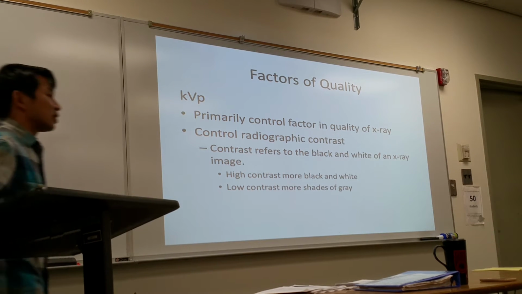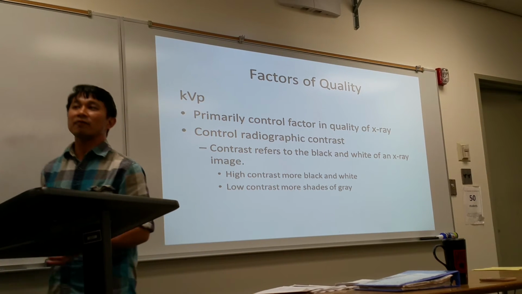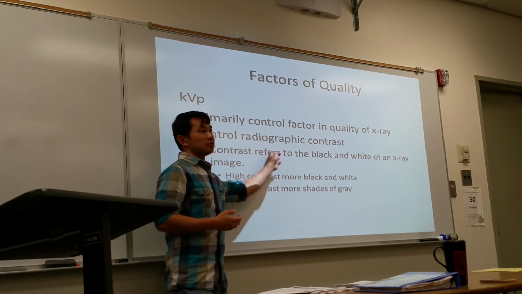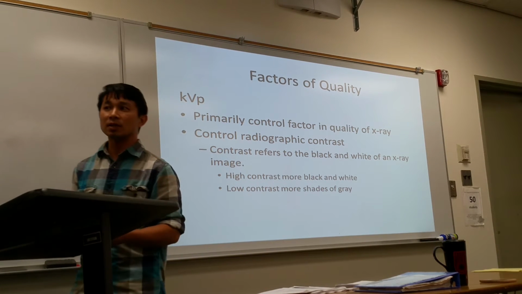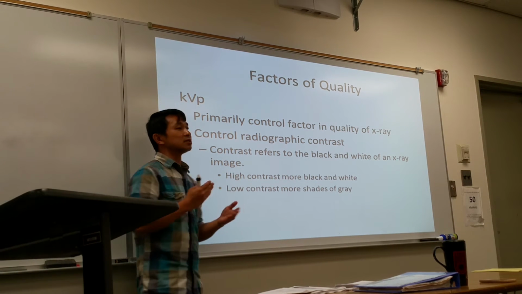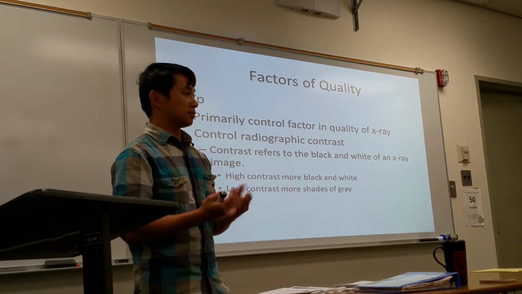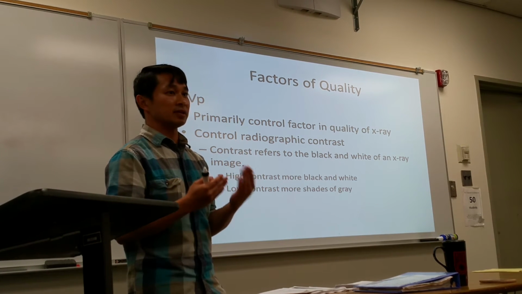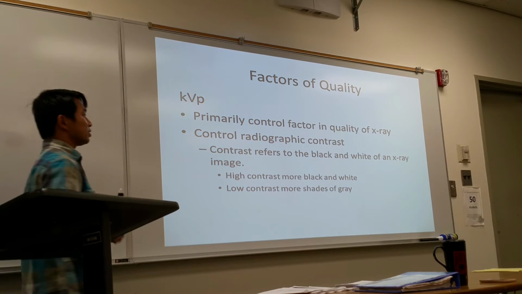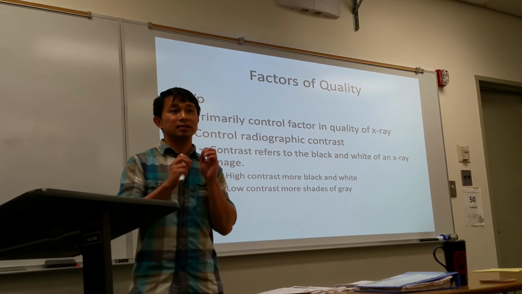So kV is the primary controlling factor in the quality of the X-ray. Therefore, it's also the primary controlling factor in radiographic contrast of the image. Contrast means the differences in terms of black and white on an X-ray film between two adjacent images, so you can tell the different parts apart. When we refer to an image that has high contrast, it means you see mainly a distinct black and white.